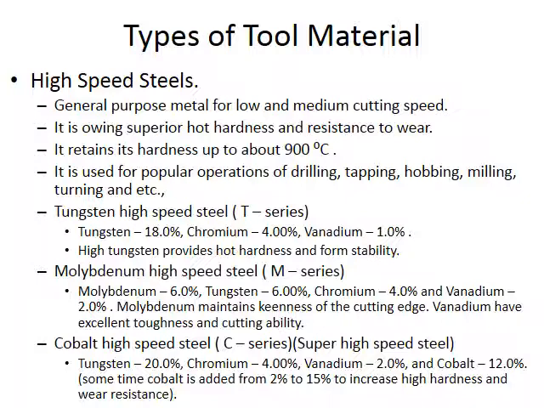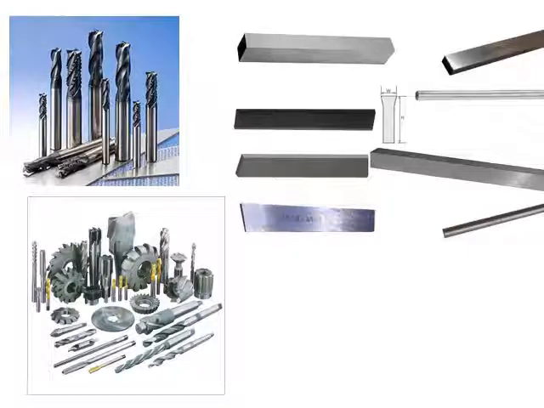So you can see there are different types of tools in this HSS. They are made of HSS, high speed steel material. This is a drill bit and a milling cutter. Drill bits are available in different diameters, and there are different types of milling cutters. Then there are single point cutting tools and multi point cutting tools. Different types of tools are manufactured using HSS material.